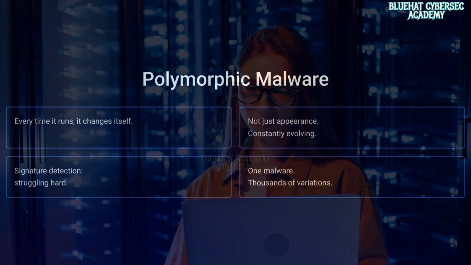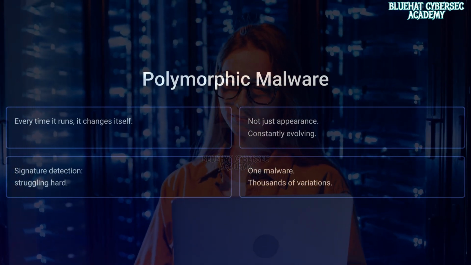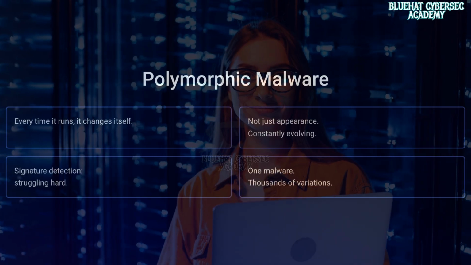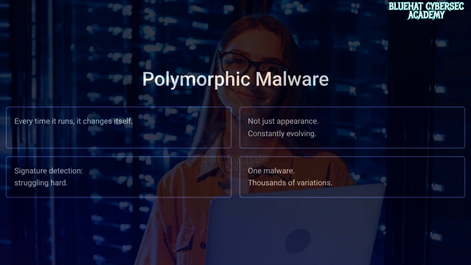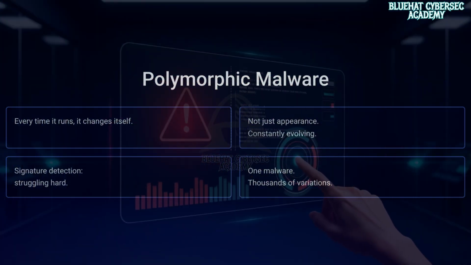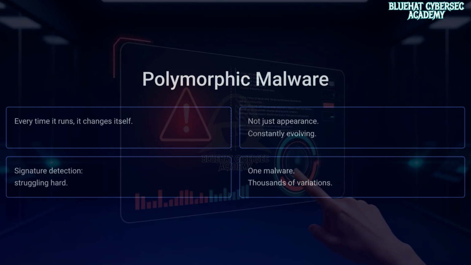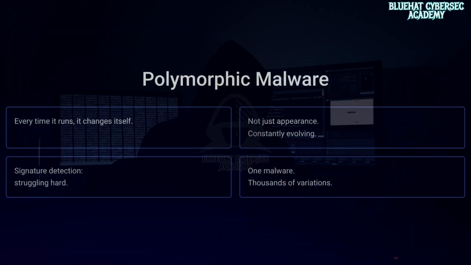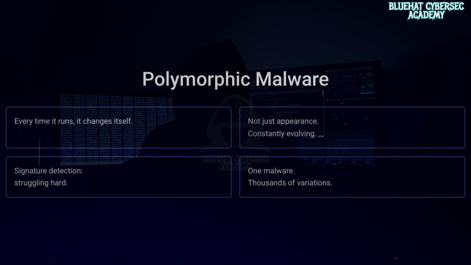Now let us raise the difficulty level. Polymorphic malware is where things start becoming more dynamic. Here is the idea. Every time it runs or spreads, it changes itself. Not just small edits, actual structural changes. The malware encrypts its main body and generates a new decryption layer each time. So what happens? Every copy looks different. And this is where signature-based detection starts struggling hard.